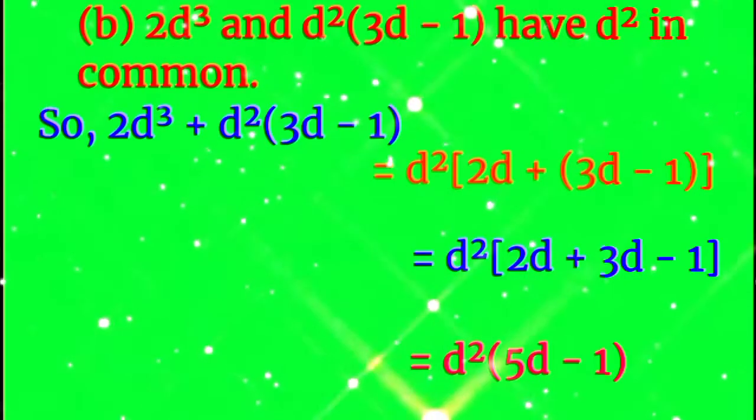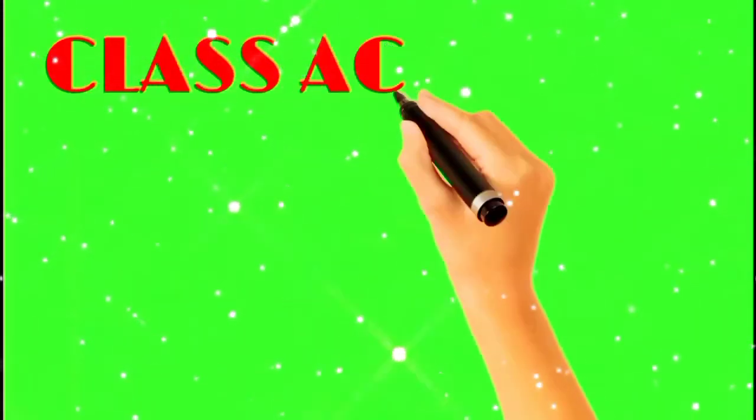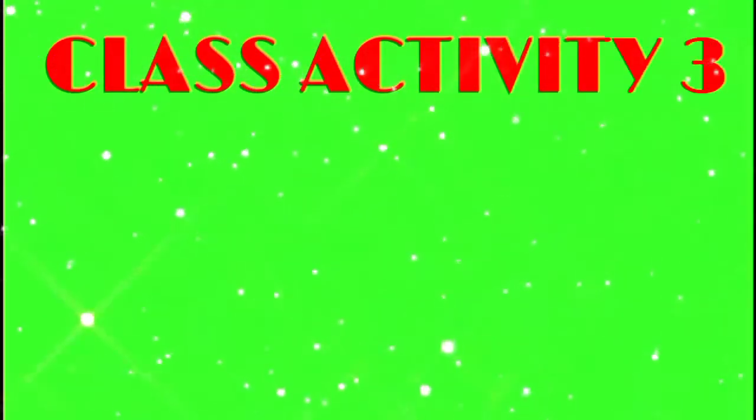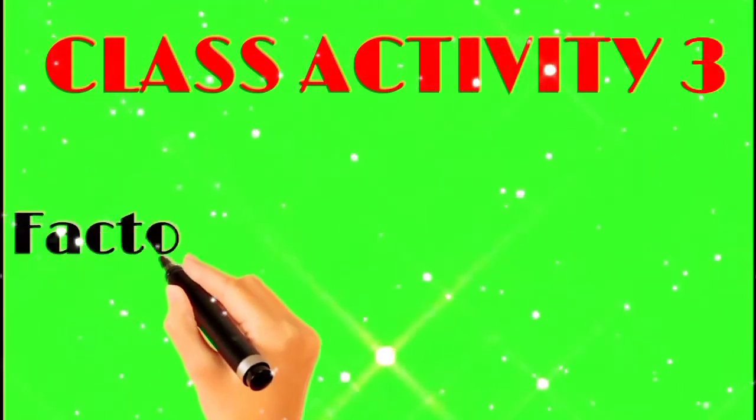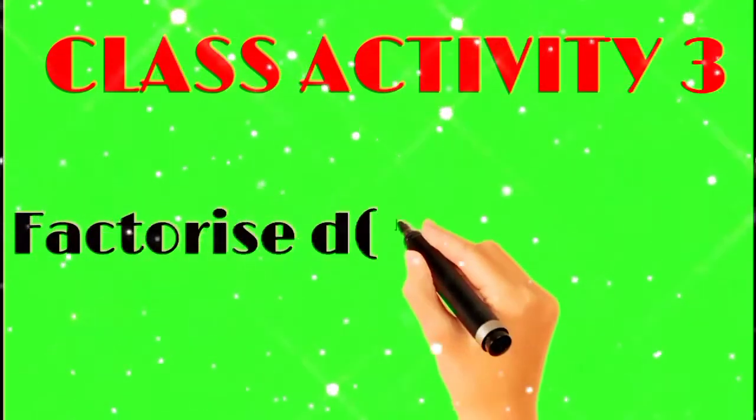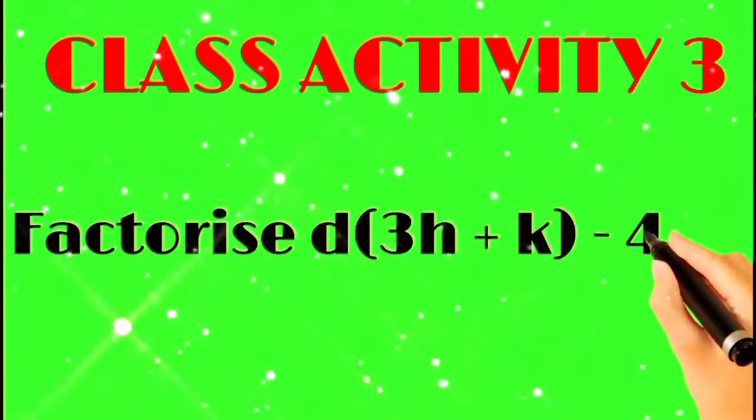Now, this is another class activity I need you to solve. You can always pause the video to write down the question so that you can solve. It says factorize d in the bracket of 3h plus k minus 4d squared.